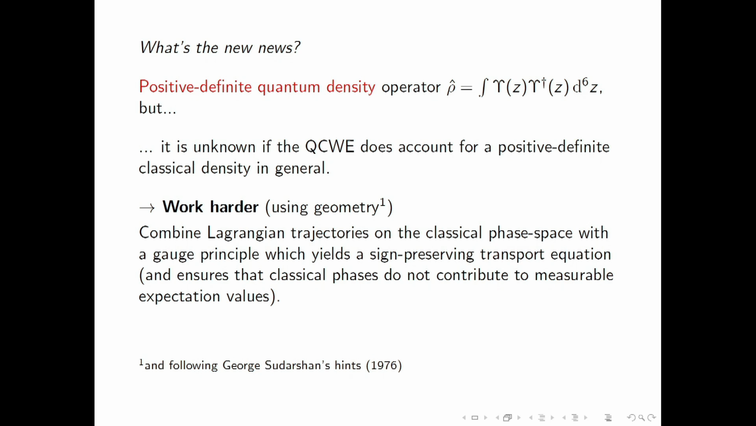And since this is a crucial point, Cesare also mentioned this because of consistency issues. The aim was to work harder using geometry and following hints of George Sudarshan, who basically started in 1976. And the way they worked was to combine Lagrangian trajectories on the classical phase space with a gauge principle which yields a sign-preserving transport equation. And for now, maybe this can be seen as a side product. This ensures that classical phases do not contribute to measurable expectation values.